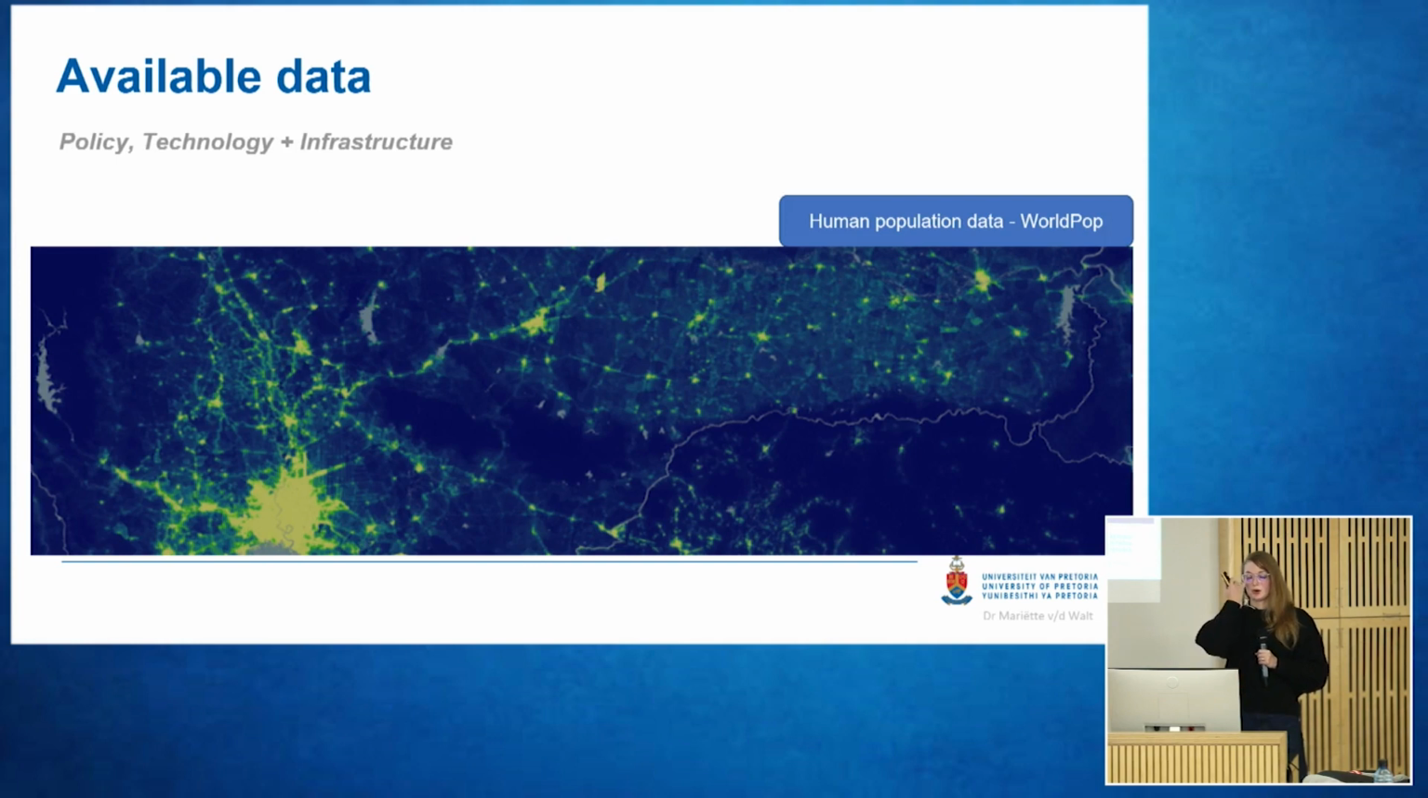You also want to know what your human population densities are looking like in the area of interest. So WorldPop is one of the best open source available human population density data sets right now. And it is also freely available, and it is also country specific. So you can go and download specifically the human population density data for the area that you are interested in.